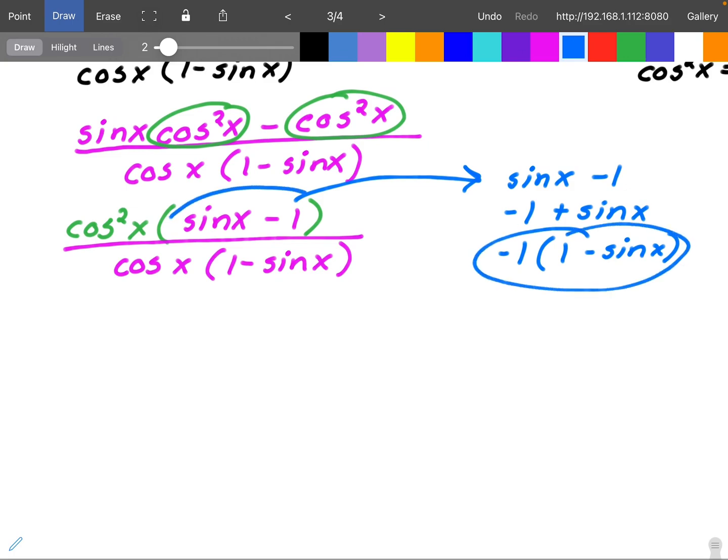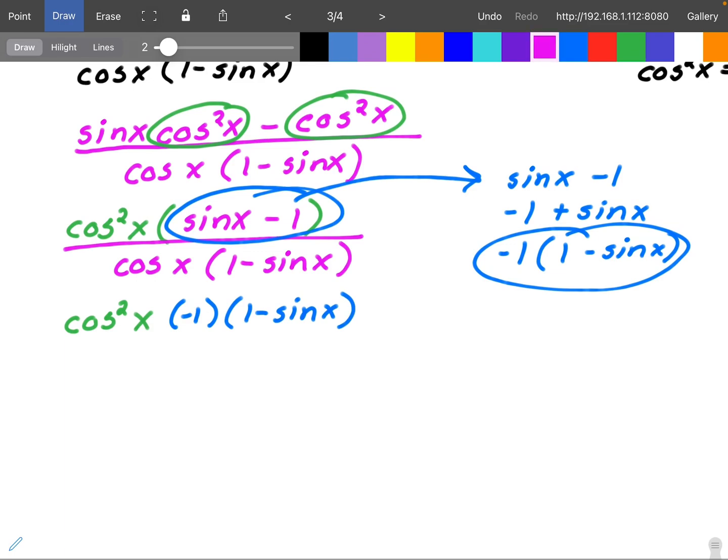So let's take this and bring it back in and replace that. So we're going to have this cosine squared x that we factored out, and then that sine x minus 1 becomes negative 1 times 1 minus sine x. So we've got all the same stuff. We've just kind of broken it up a little bit. Then our denominator is still cosine x times 1 minus sine x.